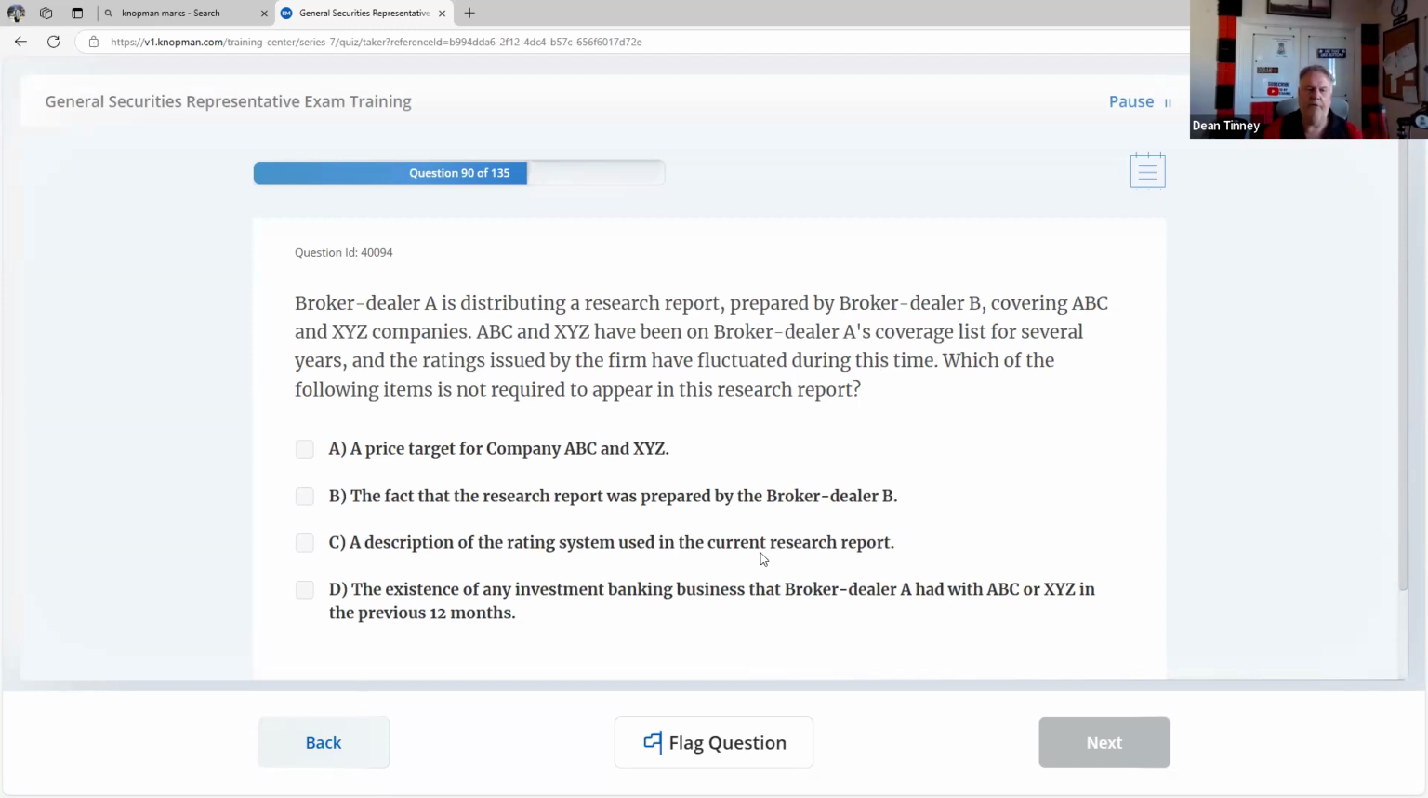Broker-dealer A is distributing a research report prepared by broker-dealer B, covering ABC and XYZ. ABC and XYZ have been on broker-dealer A's coverage list for several years, and the ratings have fluctuated. Which of the following items is not required to appear in this research report?